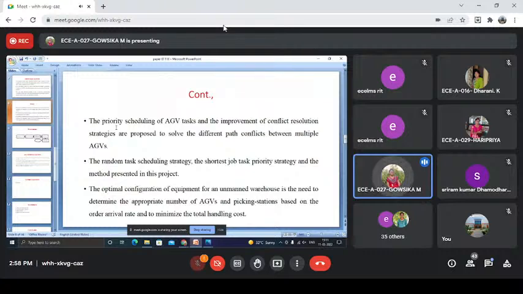In this project we used two scheduling strategies. That's one task scheduling strategy, and the fifth job task priority strategy. In this, for an appropriate number of AGVs, we configured an unmanned warehouse, and the picking station is based on the build rate and to minimize cost.